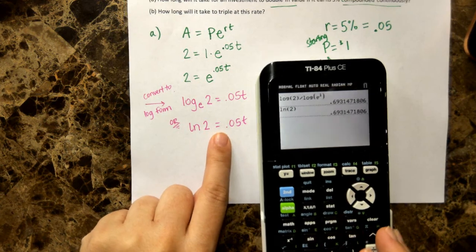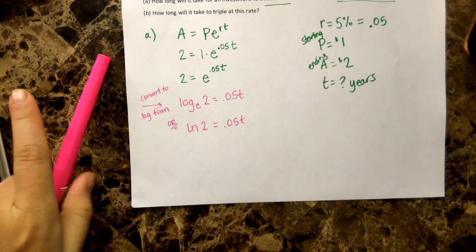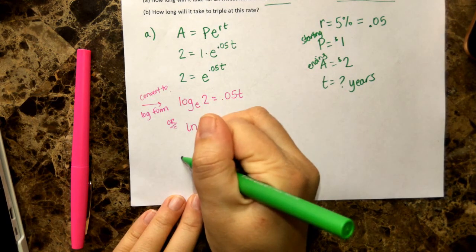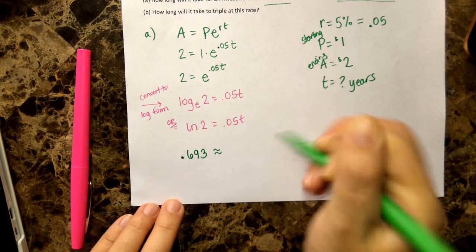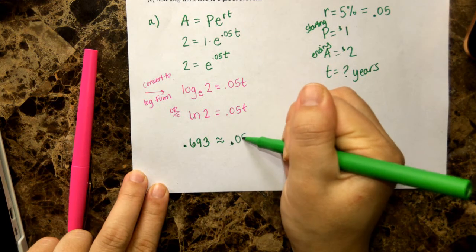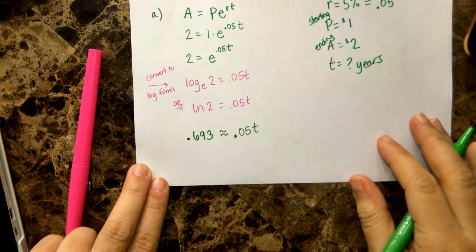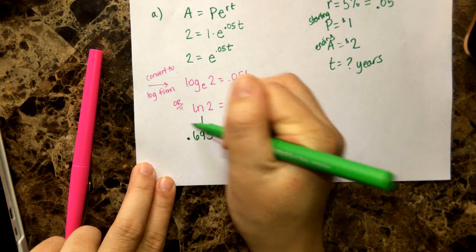But it's 0.6931 approximately. So 0.693, I'm just going to round. And I'm rounding, so I did approximate symbols, is about 0.05 times T. Okay. Basically, how did I get this number? I calculated it.